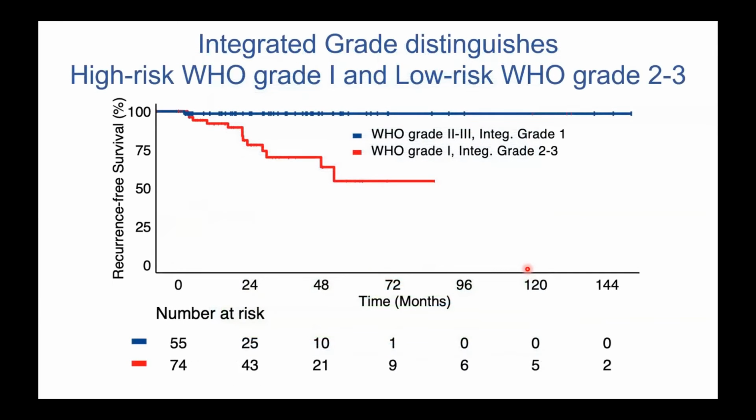And why do we think this is interesting? Well, if we take our WHO grade 2 and 3 meningiomas assigned by histology, but the ones that had this histologic assignment but were molecularly a grade 1, those patients actually do really, really well. The tumors don't tend to recur. Whereas meningiomas that were histologically grade 1 but had higher grade integrated grade features, those do tend to recur.